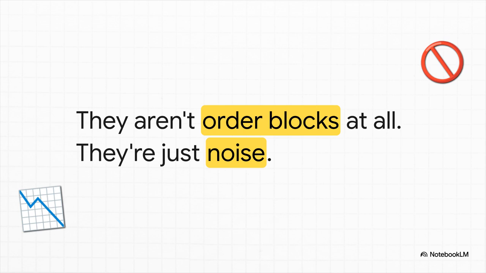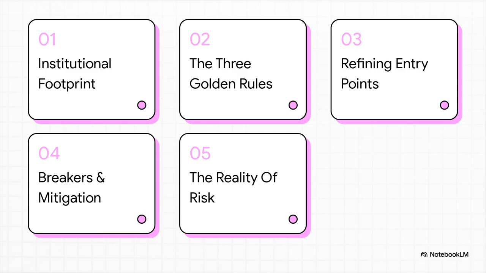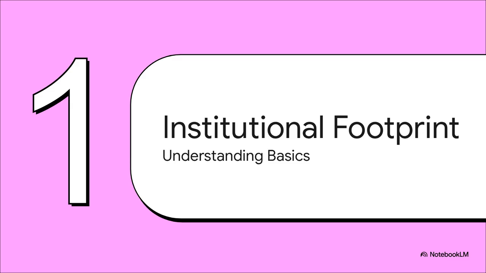You're just guessing. So here is our roadmap for getting you from confusion to total clarity. 1. The institutional footprint. 2. The 3 golden rules. 3. Refining the entry point. 4. Breakers and mitigation blocks. And finally, 5. The reality of risk.